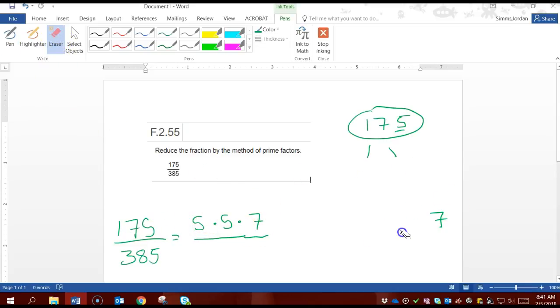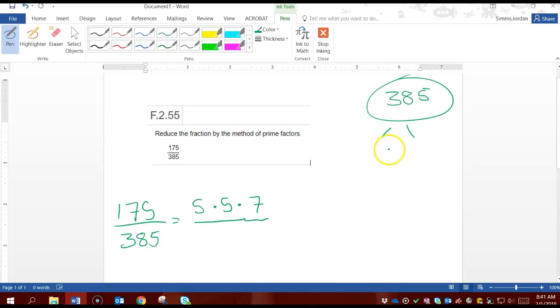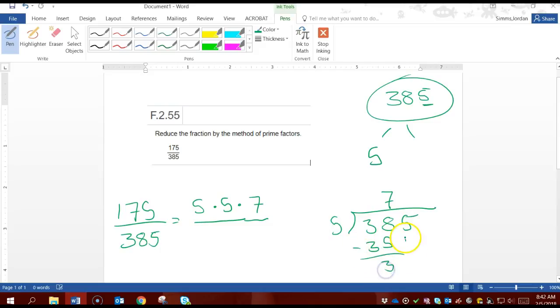Now let's rinse and repeat this with the bottom number. That's what we're going to do. We'll do 385, and we'll do a factor tree on that. Now again, I have no idea what 2 numbers are going to multiply to give me 385. 5 is probably going to be one of them because it ends in a 5. So let's go 5 into 385. Okay, 5 goes into 38 7 times. 5 times 7 is 35. Subtract that out. And 5 goes into 35 7 times. So 5 times 77, right there.